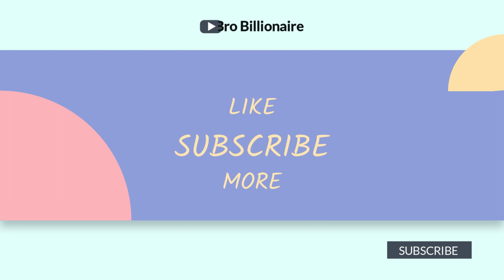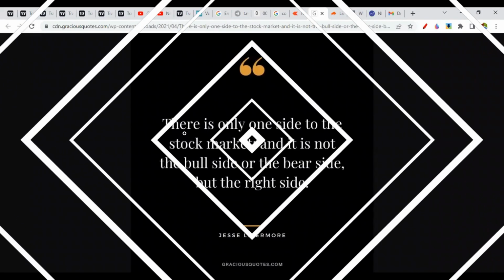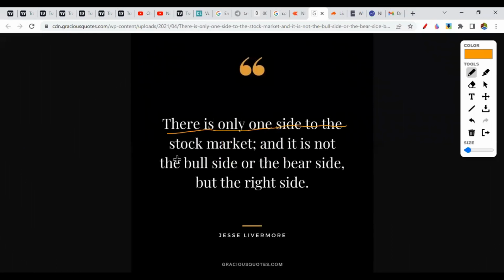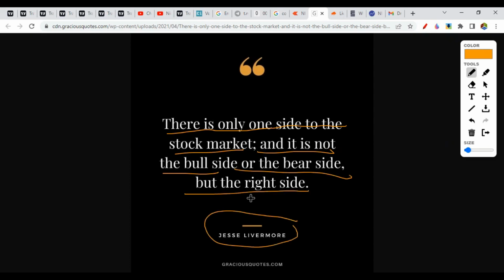So before we start, I have one quote with me from Jesse Livermore. He says, there is only one side to the stock market, and it's not the bull side or the bear side, but it's the right side. What he means is you need to be on the right side of the stock market and not on the bull side or the bear side. So let's see whether we are on the right side or not.